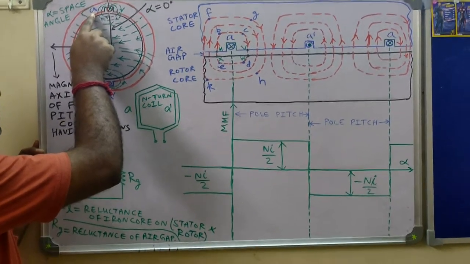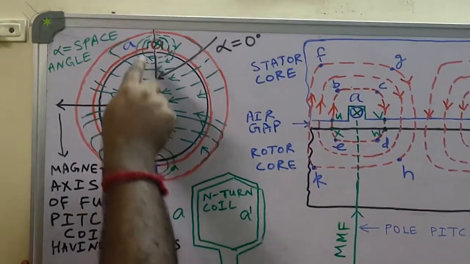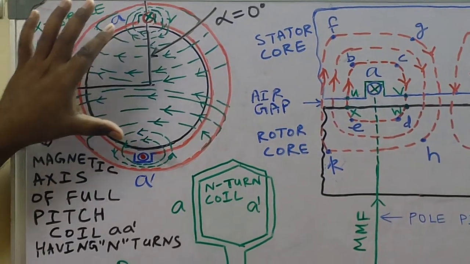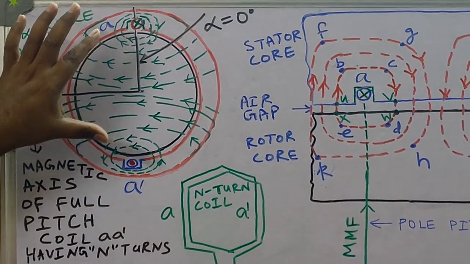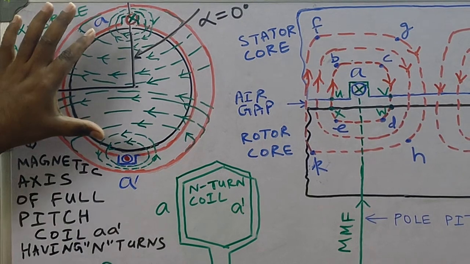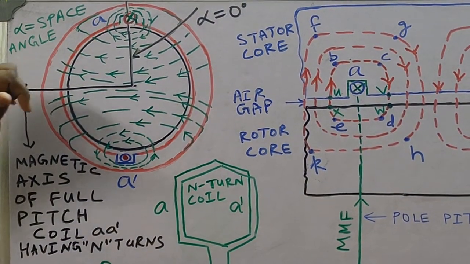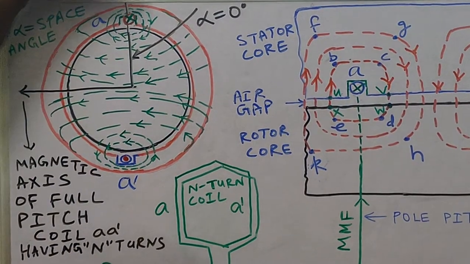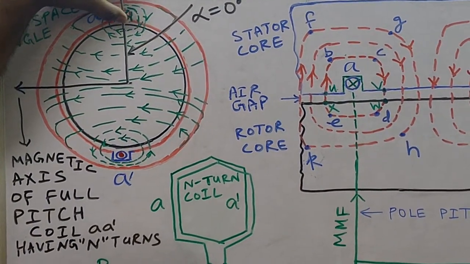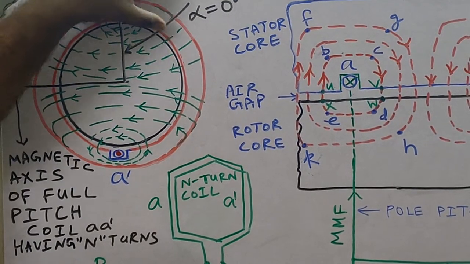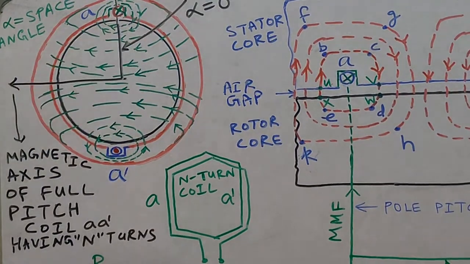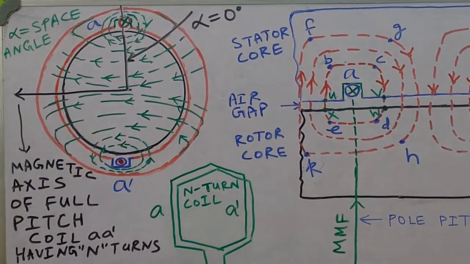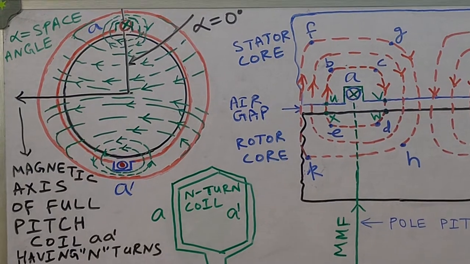This is coil side A, this is coil side A dash. So this is my single coil AA dash. For this single coil AA dash, we want to find out the nature of space distribution of MMF. By space distribution, we mean that we will find the magnitude of MMF along this air gap periphery. That means we start from this point, along this point, we will try to find out what is the magnitude of MMF along this air gap periphery. So this is what we mean by the word space distribution of MMF.